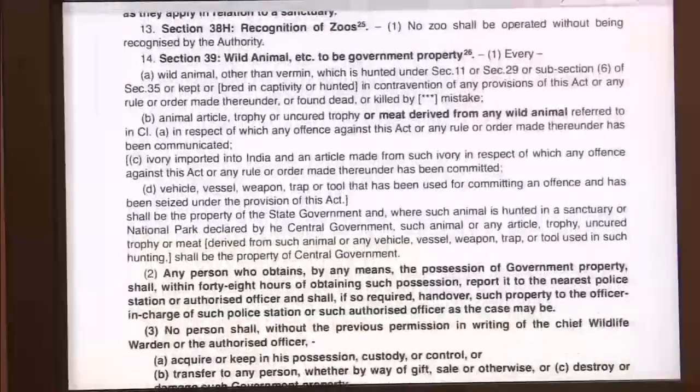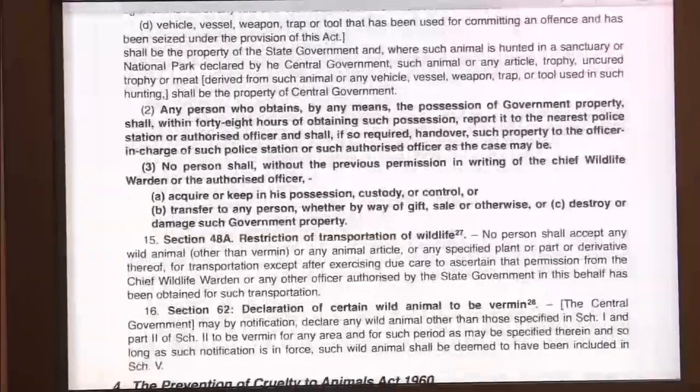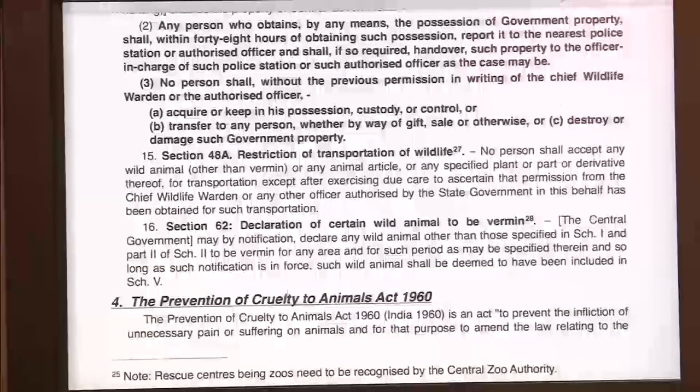Next, we have recognition of zoos, wild animals to be government property. So, wild animal or their meat or any trophy is government property. And if, now this clause is important, any person who obtains by any means the possession of government property shall within 48 hours of obtaining such possession report it to the nearest police station or authorized officer and shall, if required, hand over such property to the officer in charge of such police station or such authorized officer as the case may be.